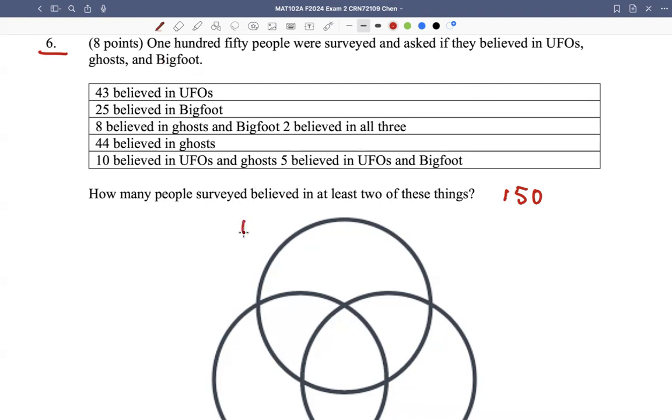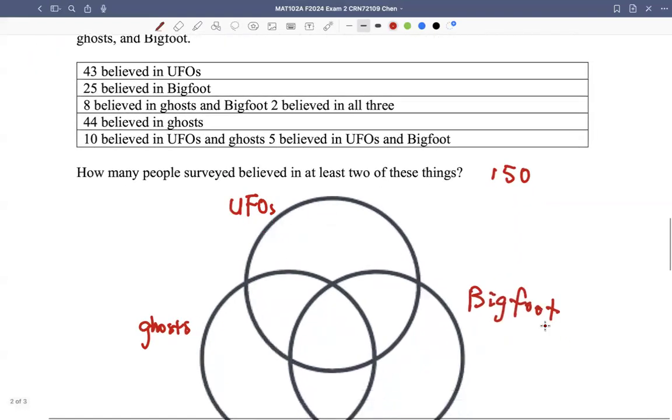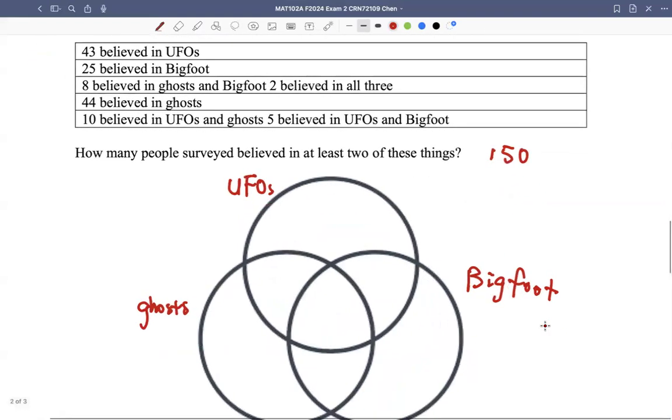For UFOs, let's call this set, we use a Venn diagram. So let's call this set UFOs. Right, let's call this set ghosts. So this circle represents UFOs. This circle represents ghosts and Bigfoot. So let's use this circle for Bigfoot. Right, this is a Venn diagram. Okay, so we're given these statistics.